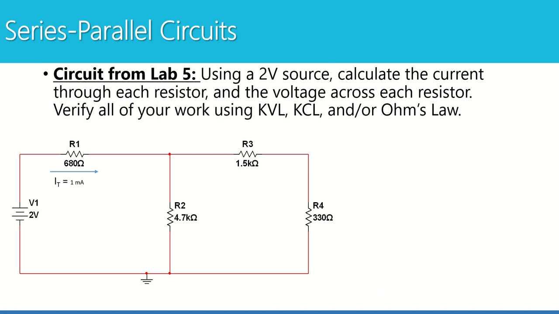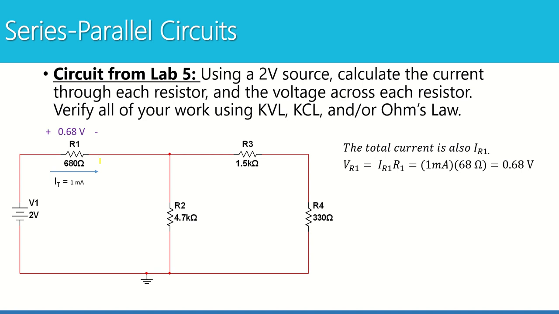I can see that the total current is also the current for R1 because there's no other paths. The R1 is on the path where total current exits the source. So I know the current for R1. I don't know the current for R2 or R3 or R4 yet, but I do know that the total current is the current for R1. So then I can go find the voltage for R1. And I'm going to add that current and voltage to my picture.